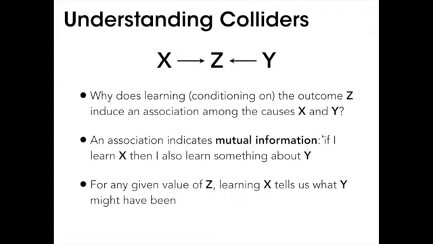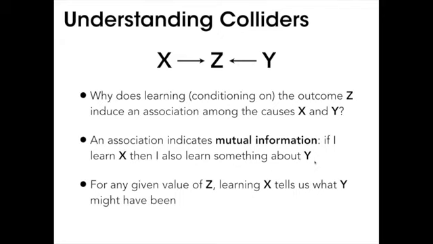So what mutual information means is if I learn a variable X, for example, then I also learn something about Y. Even though I haven't observed Y, if X and Y share mutual information, then learning one tells us something about the other. And what I'm saying is in a collider, for any given value of Z, X and Y have mutual information, and it's because they're compensatory in causing Z. This is the so-called finding out effect. And this is going to click for you, hopefully on the next slide. Just bear with me a second.